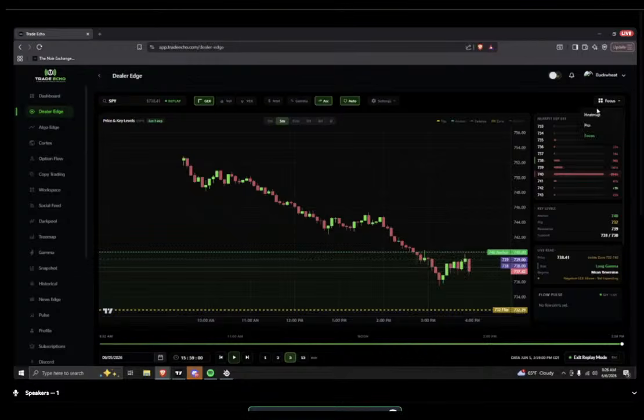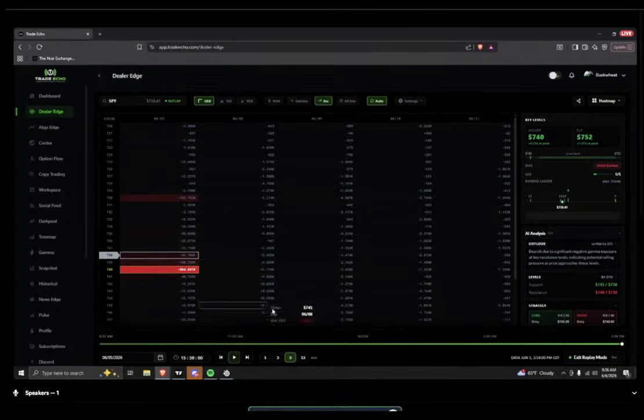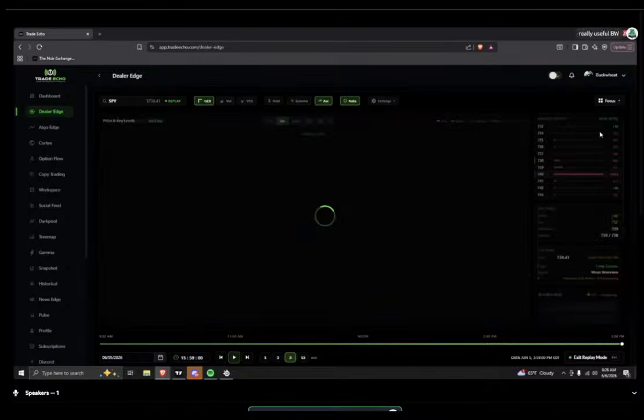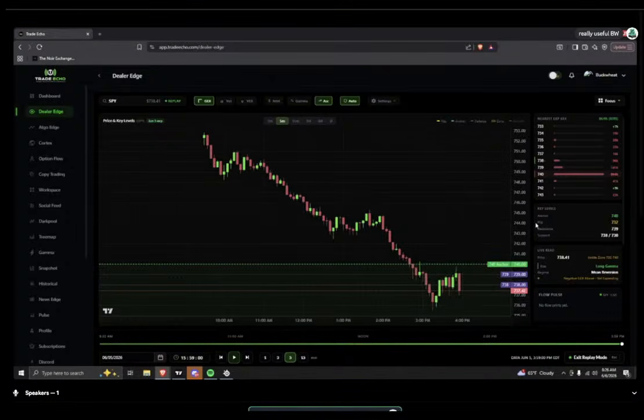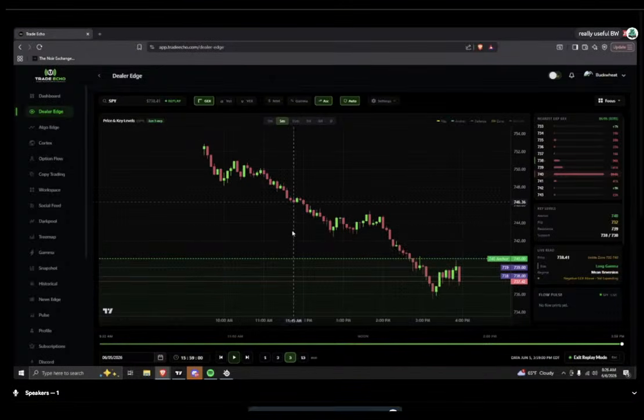Let's see how the heat map looks. Yeah. Okay, and then it just disappeared, obviously. 20%. Wow. Man, that was amazing. Man, I wish I traded Friday now. Oh my god.